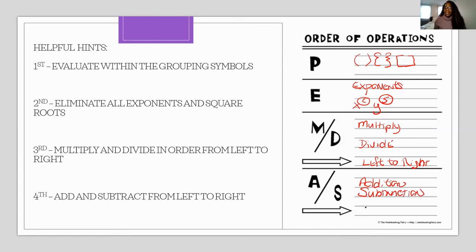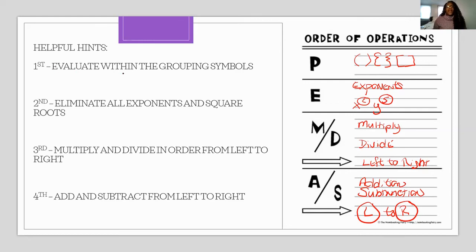So again, that's going to go from my left to right. After you did multiplication and division, you see what's left. Then from left to right, you're going to take a look to see what operation comes first. If it's addition, you add. If it's subtraction, you subtract. Okay? So a couple helpful hints, and I mentioned a couple of them.